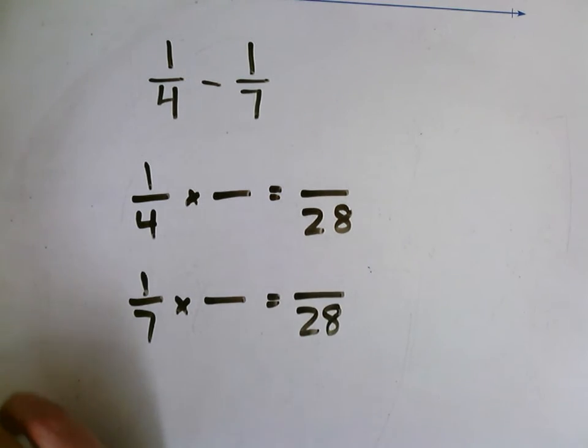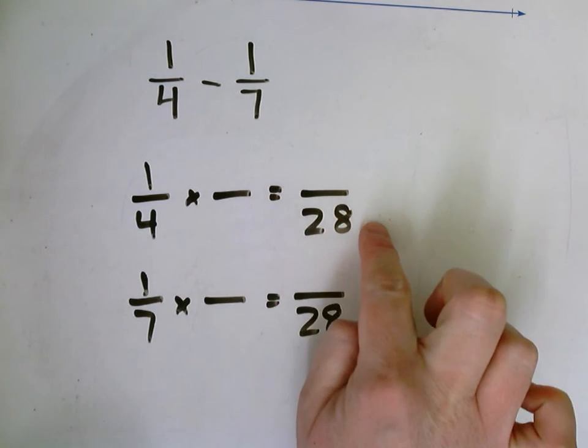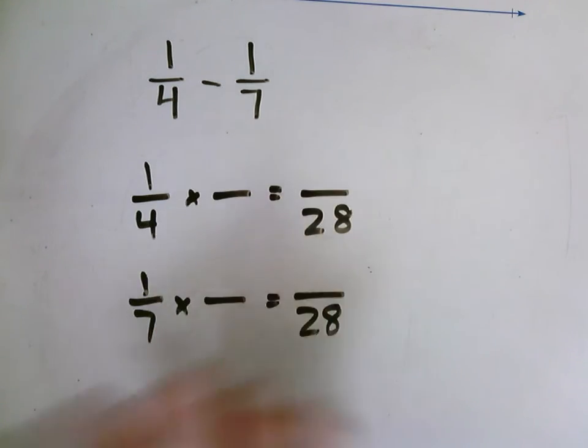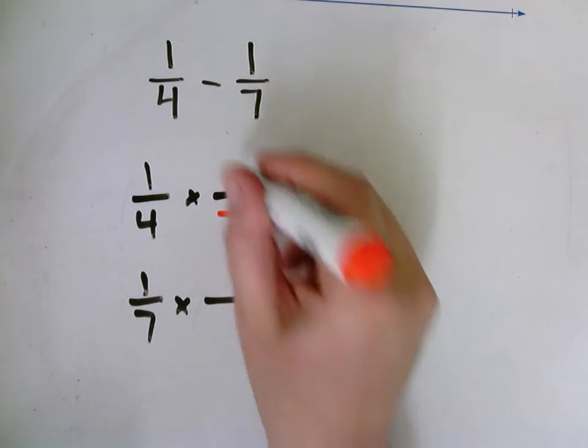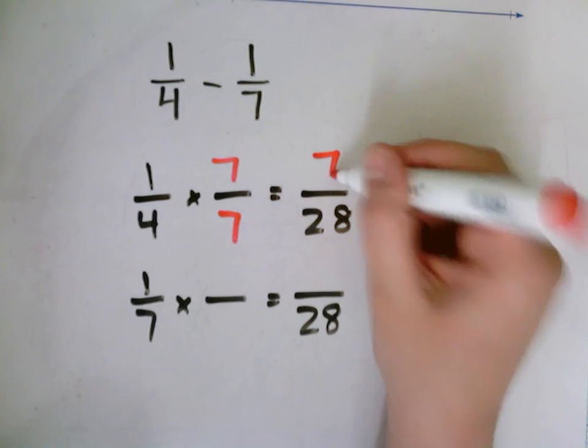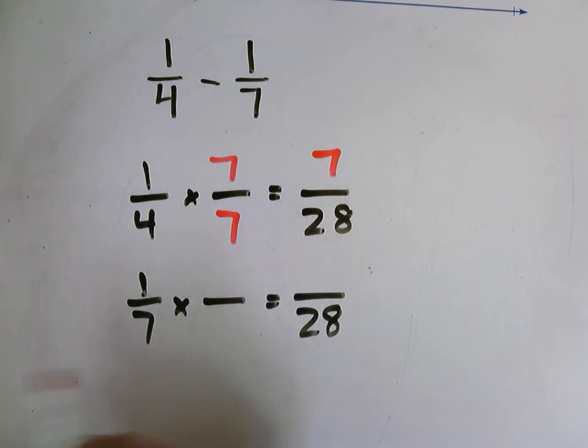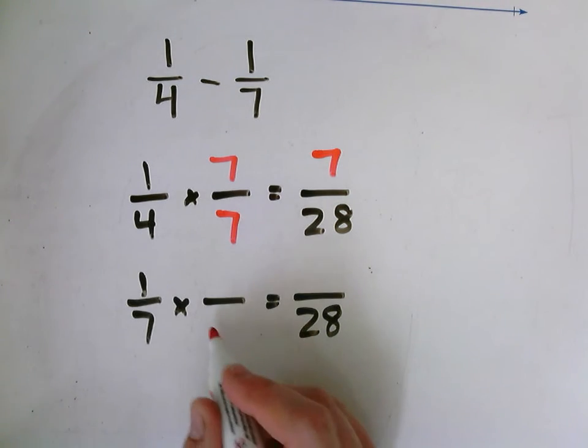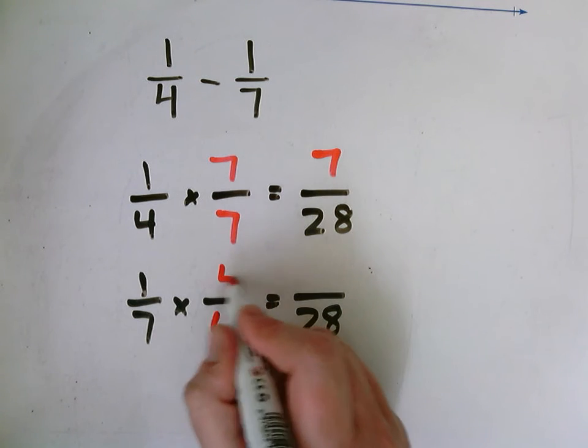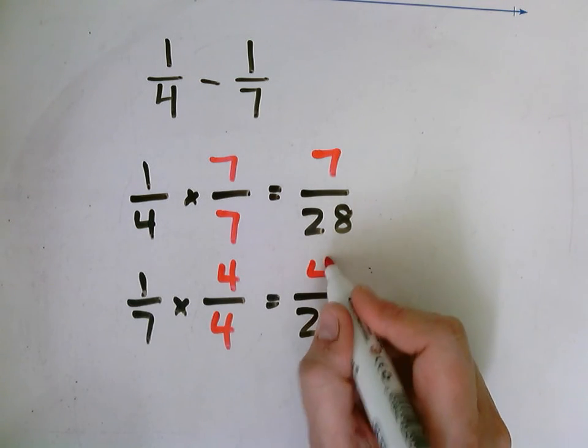Okay, so we need to think, what times 4 equals 28? Well, it's 4 times 7. So I'm going to do 1 times 7. I'm going to get 7 28ths. What times 7 is 28? It's 4. That's our fact family there. 1 times 4 is 4.